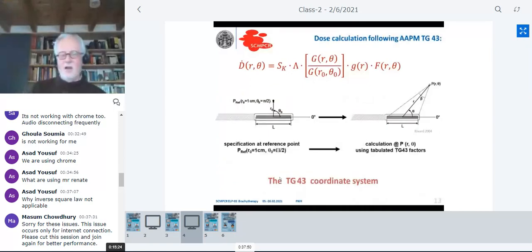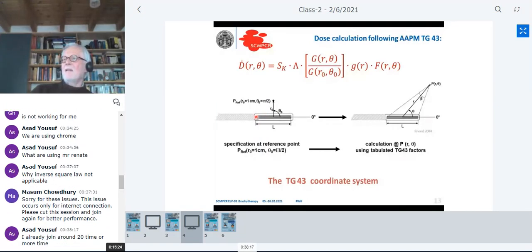So the first thing we do in the TG43 formalism is we place our source in a specific coordinate system, the TG43 coordinate system, and this is defined like this. The origin of the system is at the center of the activity distribution of the source here. The polar axis is defined in the source length, pointing away from the source.